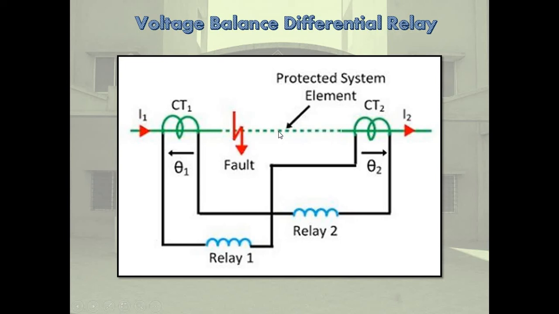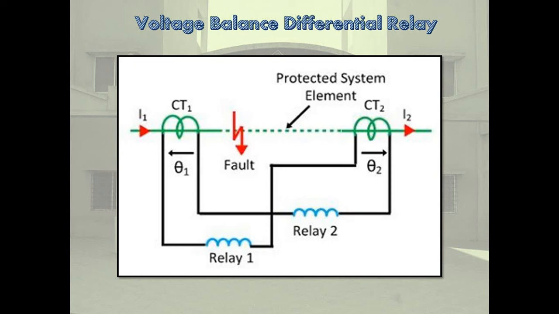The requirement of the CT is that it should induce voltage in the secondary linearly with respect to current. The magnitude of the fault current is very large, so in order that the voltage should be a linear function of such a large current, the CT should be air-cored.